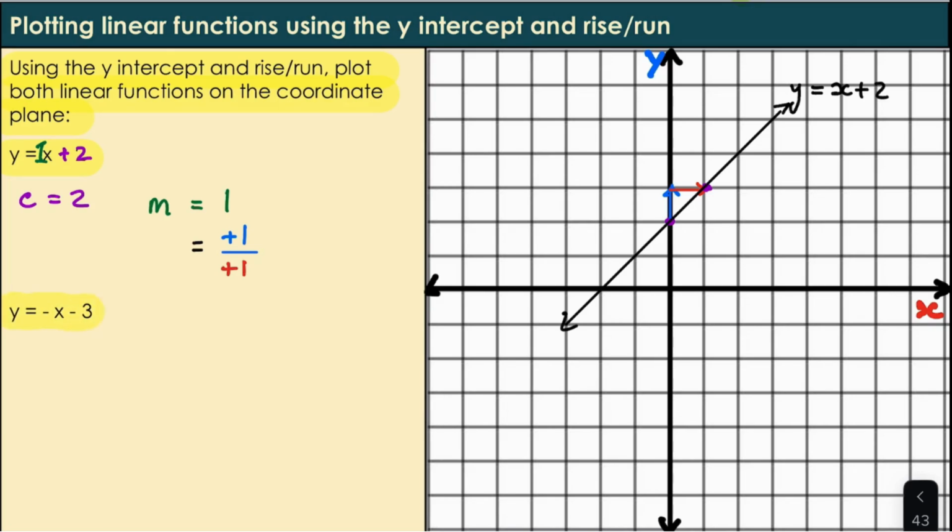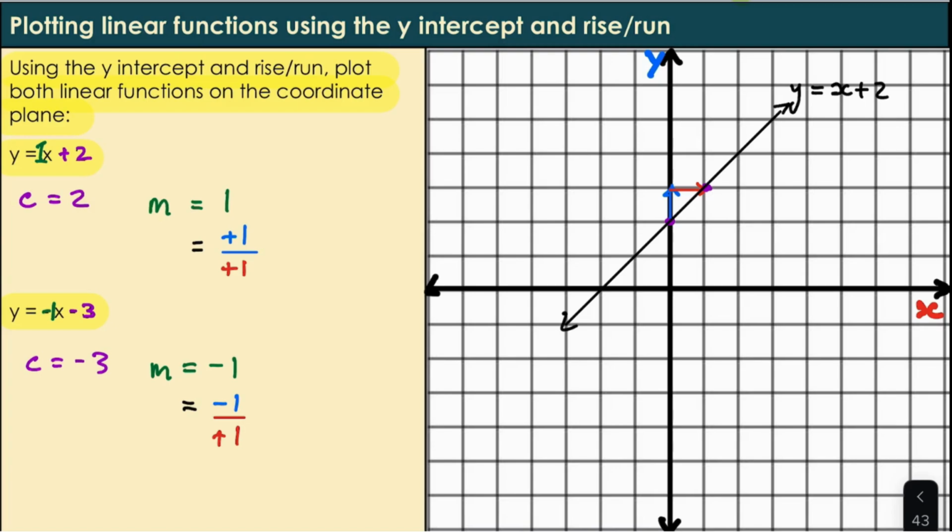Our second function, our y-intercept is negative 3. So we can write c equals negative 3. For our slope, again, we look at the number in front of x. Now we can't see it, but there is an invisible 1 in front of the x. And that makes our slope value equal to a negative 1. Again, we need to convert to fraction form. Negative 1 can be expressed as negative 1 over positive 1.